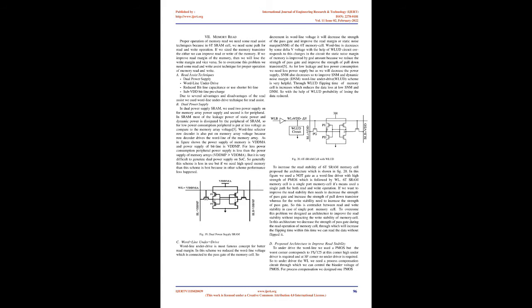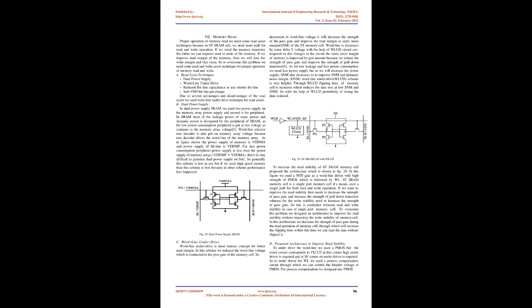So, a decrement in word line voltage will decrease the strength of the pass gate and improve the read margin, or static noise margin, SNM, of the 6T memory cell. The word line is decreased by some delta V voltage with the help of the WLUD circuit. The static noise margin of the memory is improved by a good amount because we reduce the strength of the pass gate and improve the strength of the pull down transistor.